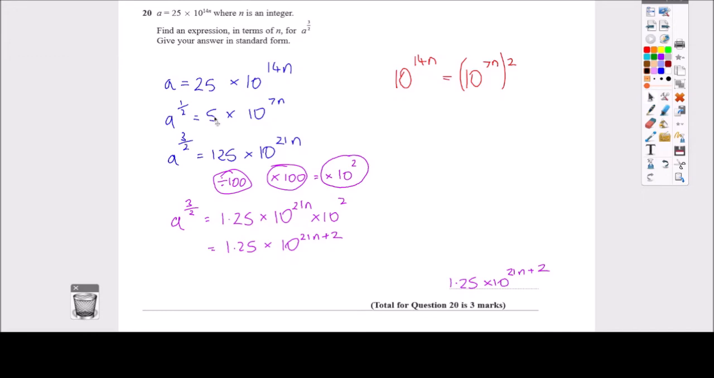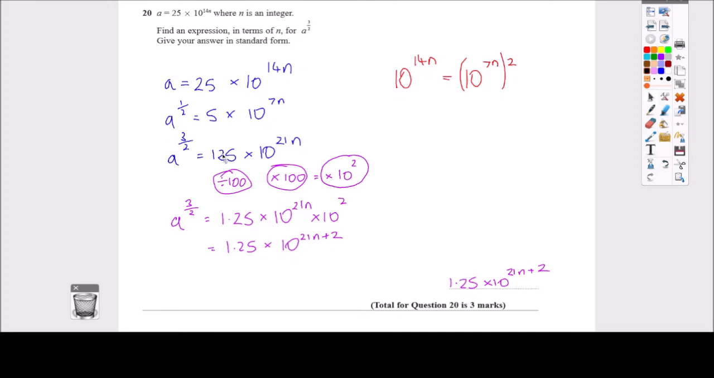So 5 times 5 times 5. And then similar to what I was saying up here, when we were square rooting, we were halving. When we're cubing, we're multiplying the power by 3. 10 to the 7n in a bracket with the 3 on the outside. You multiply the powers together. 10 to the 7n times 3 will be 10 to the 21n. So that would give us a mark of 2, but we're being asked to give our answer in standard form.